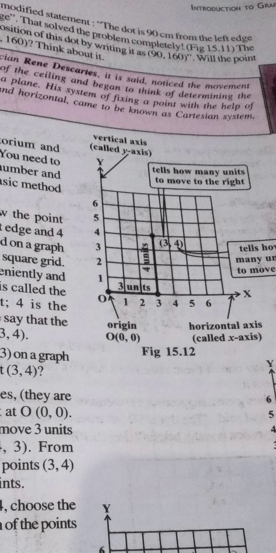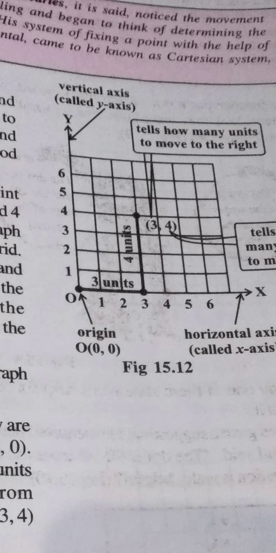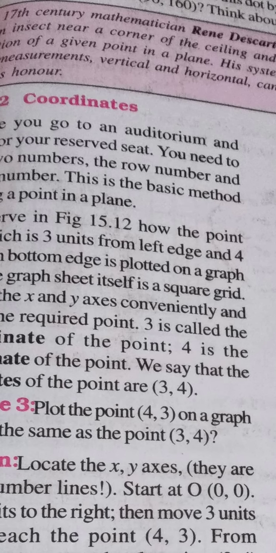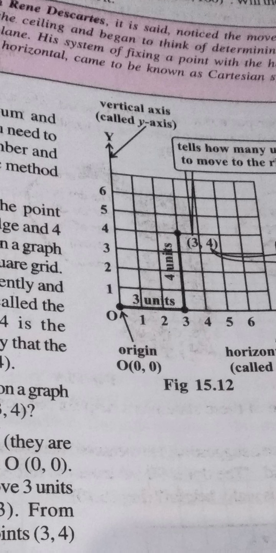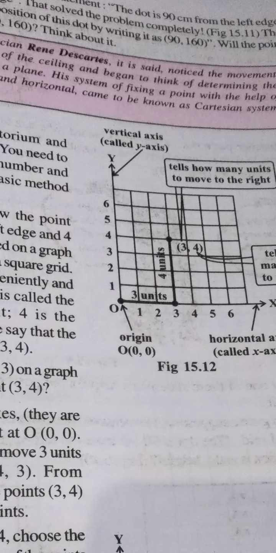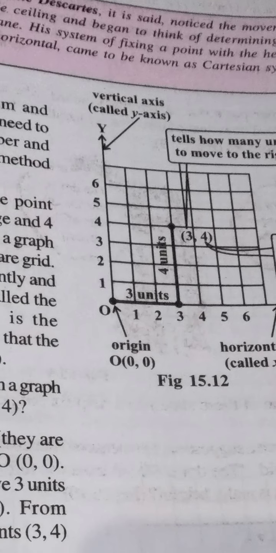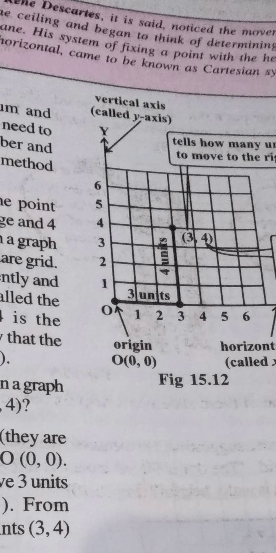So the first value, that is 3, is called the x coordinate, and then comes your y coordinate, so 4 is your y coordinate. The first value represents the x coordinate, the second value represents the y coordinate. The x coordinate is also called abscissa and the y coordinate is also called ordinate. Remember this. It's not given in your book, but still I am telling you. The x coordinate is called abscissa and the y coordinate is called ordinate.